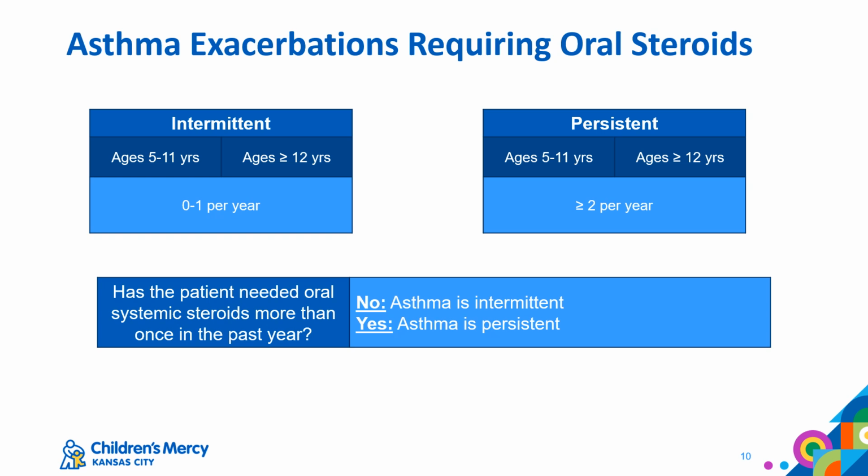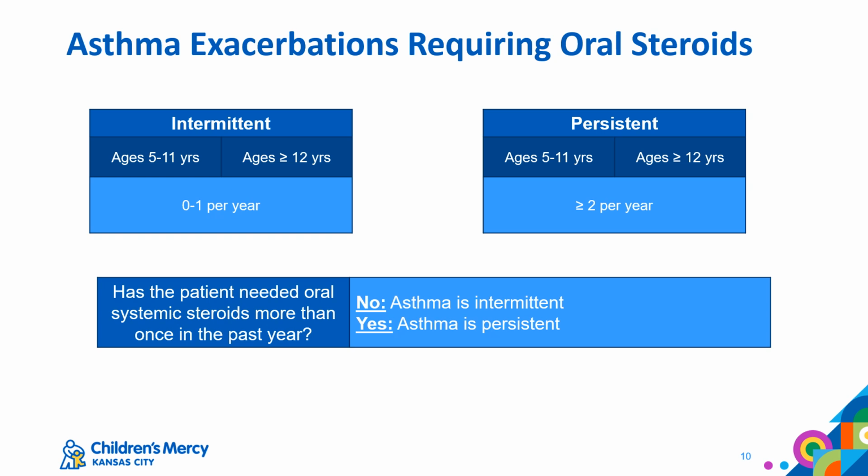The next component we are going to discuss is asthma exacerbations requiring oral steroids. Now, regardless of age, this is extremely straightforward. If your patient has needed oral systemic corticosteroids more than once in the past 12 months to treat their asthma symptoms, their asthma can be classified as persistent. Everyone can use oral systemic corticosteroids once a year before their asthma is considered persistent. Now, being able to distinguish mild, moderate, and severe persistent asthma cannot be easily classified with this component. But as a general rule, the more courses of oral systemic corticosteroids for asthma symptoms needed, the more severe the asthma is.